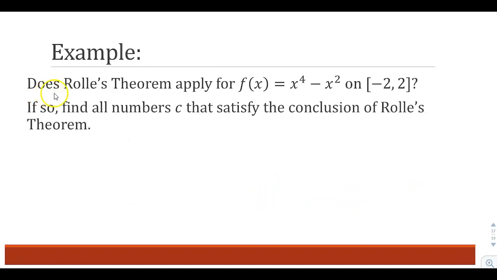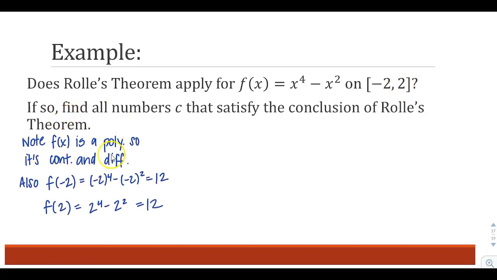In this example we're asked, does Rolle's theorem apply for f of x equals x to the fourth minus x squared on the closed interval from -2 to 2? And if so, find all the numbers c that satisfy the conclusion of Rolle's theorem. We want to make sure f of x is continuous and differentiable because it's a polynomial, and then we want to check that f of a equals f of b.